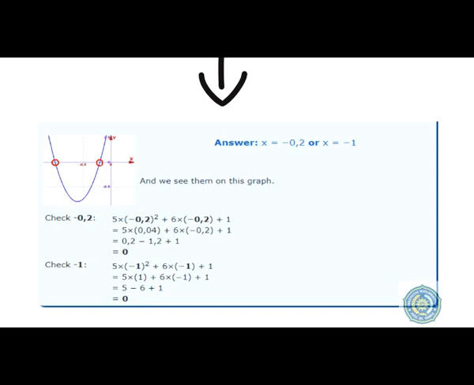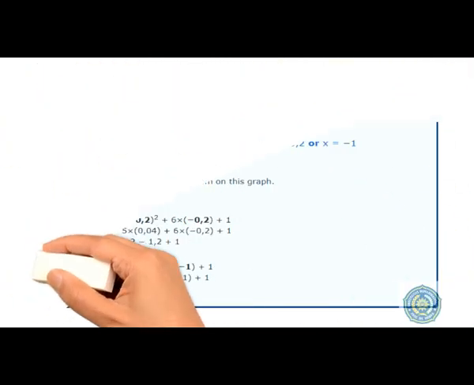The second check, minus 1. 5 times bracket minus 1 squared plus 6 times bracket minus 1 plus 1 equal to 5 times 1 plus 6 times minus 1 plus 1 equal to 5 minus 6 plus 1 equal to 0. Yay! The quadratic formula is enough.